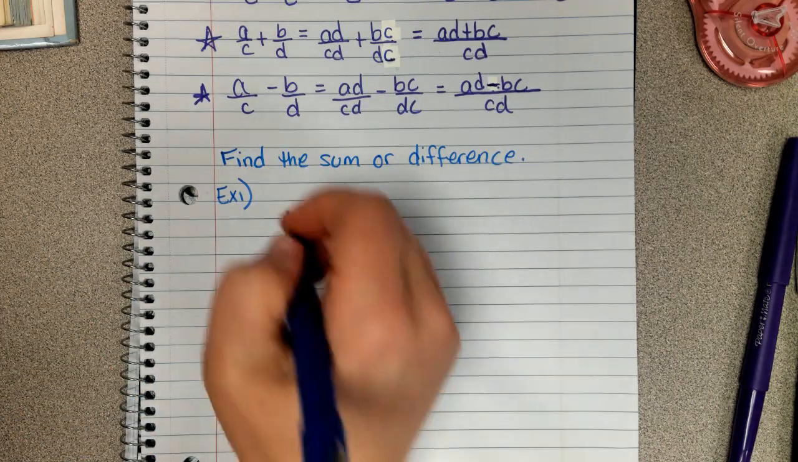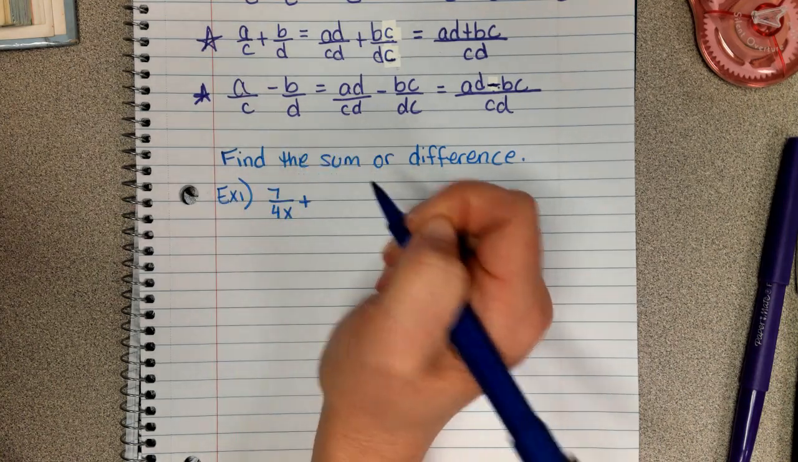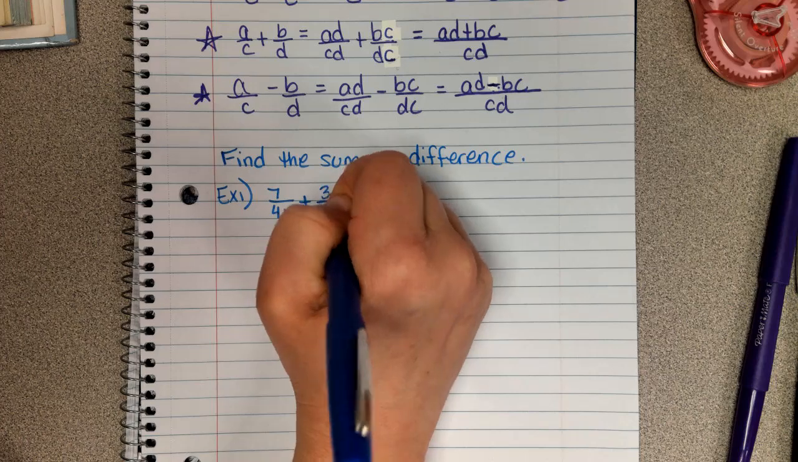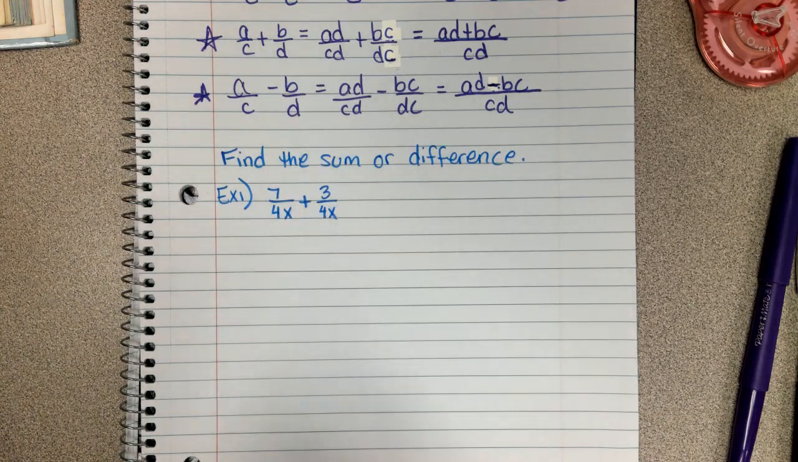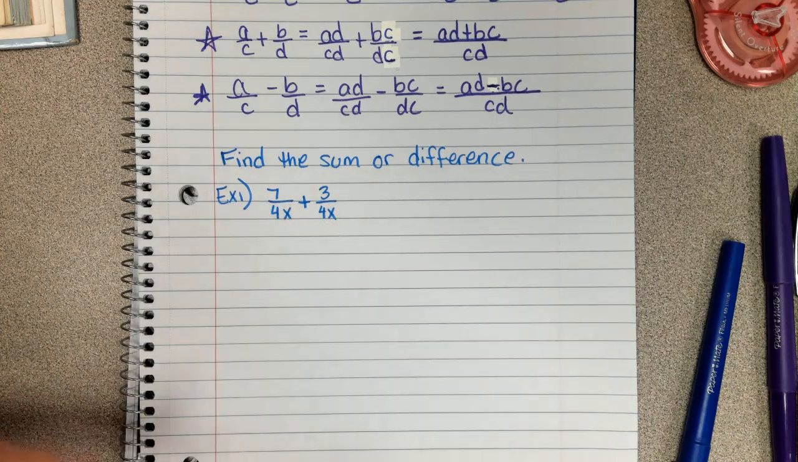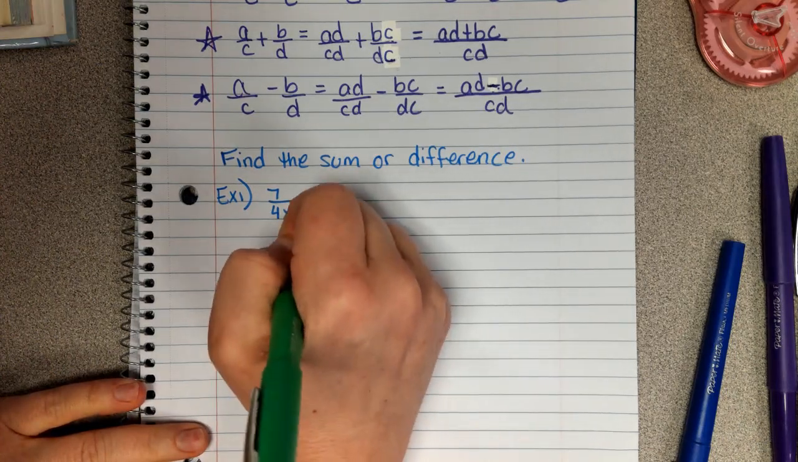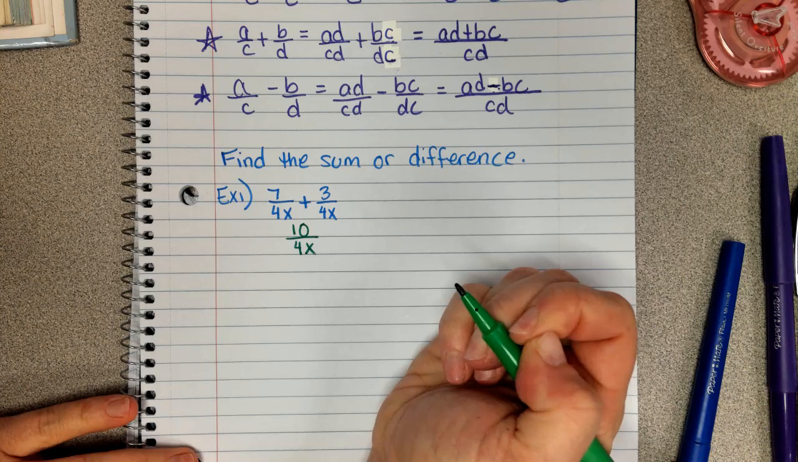Let's say I have something like 7 over 4x plus 3 over 4x. That's what I want to add. So remember, I'm simplifying an expression, meaning there's no equal sign. I'm just simplifying this and combining these together. These have the same denominator, so I'm going to keep that denominator and add my numerators. 7 plus 3 is 10. So that would give me 10 over 4x, right?